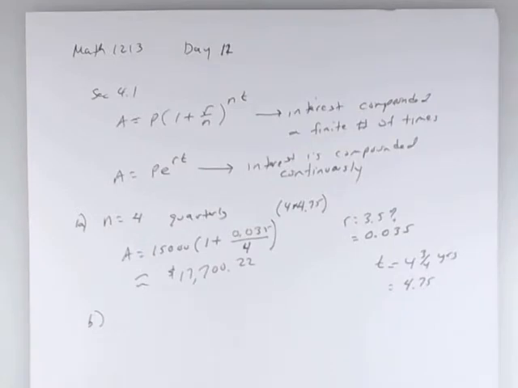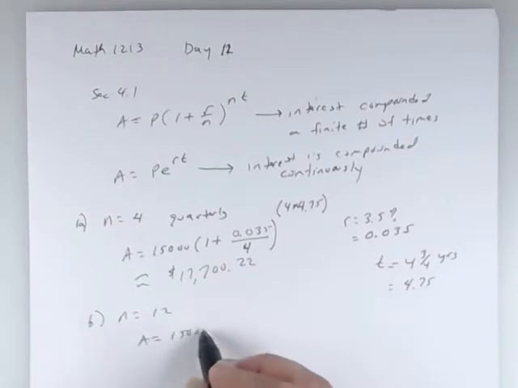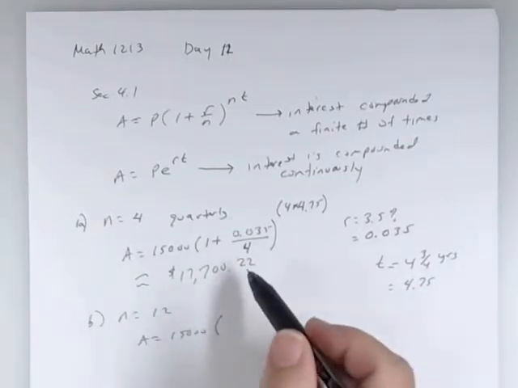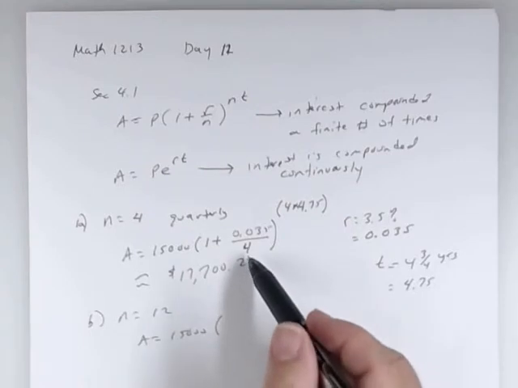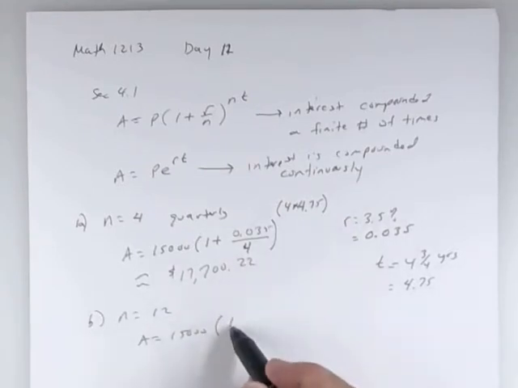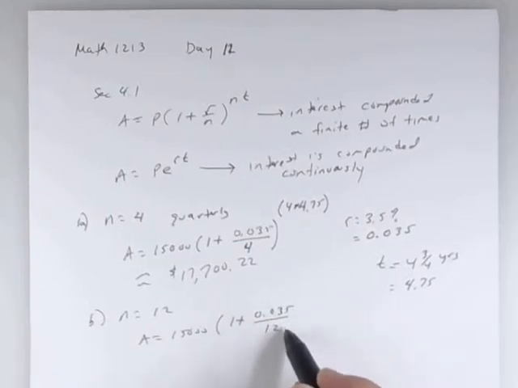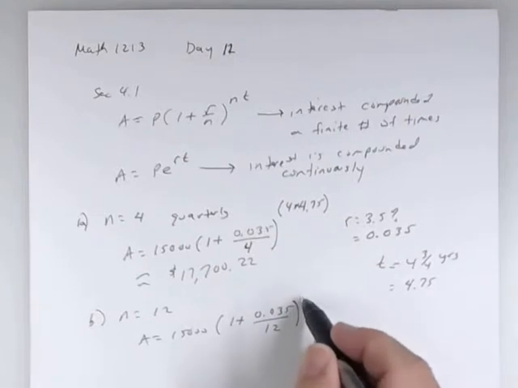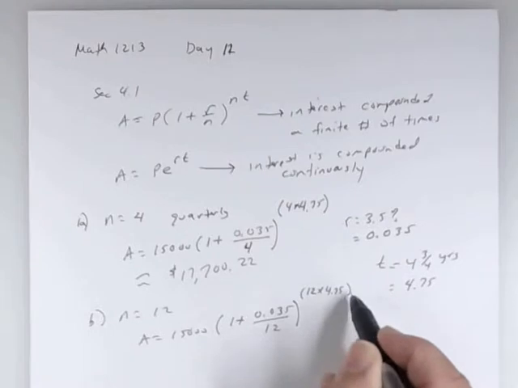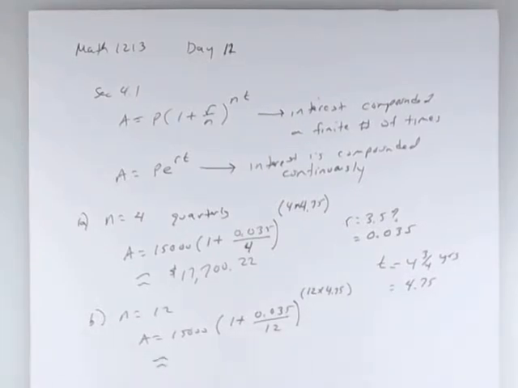Okay, and then B, N in this case is what? 12. So you're going to say A equals 15,000. So all the information will be the same except for what? The N. So everything else stays the same. So you get 3.5% divided by 12. Raised to the, in parentheses, 12 times 4.75. Use your calculator. Tell me what you get. Real quickly.